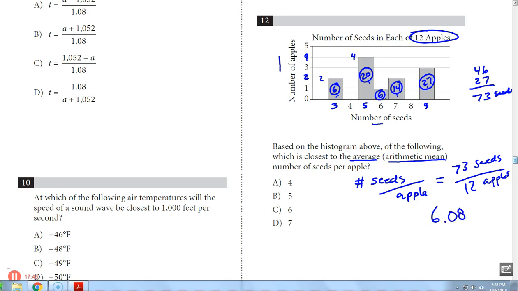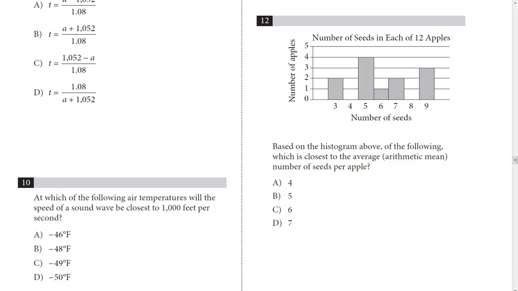So 6.08 seeds for every one apple. So I believe the correct answer here is C. But the tricky part is just understanding that histogram and how it's set up to get the total seeds. It's a little bit different maybe than what you're used to.